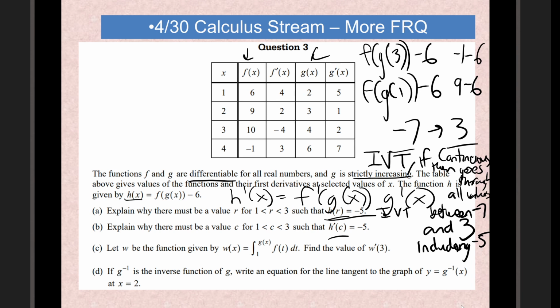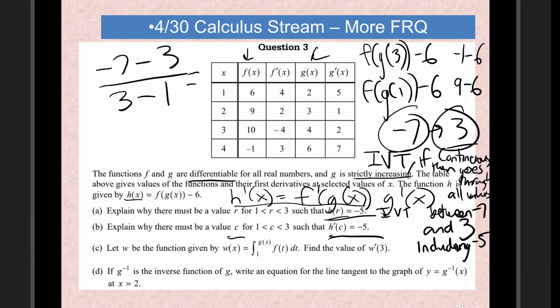Okay, so part 2 says explain why there must be a value, again, between 1 and 3, where the derivative equals -5. And actually, I didn't even need this derivative for this, because all I do is use these two values, -7 and 3. I do y2 minus y1 over x2 minus x1, and I get -10 over 2, which is -5, which means because of the mean value theorem, the slope has to go through -5.